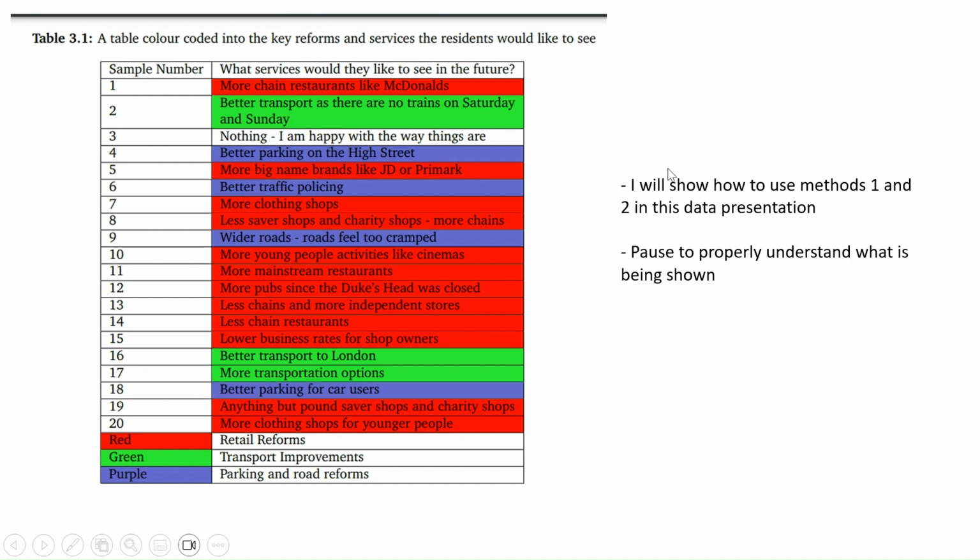So for context, I did an interview asking residents in my area what they wanted to see in the future. Then I color coded them into categories such as retail reforms, transport improvements, and parking reforms. I just made a very simple little data presentation.